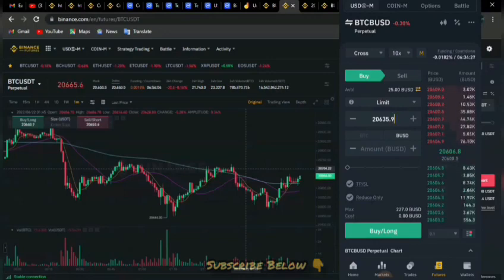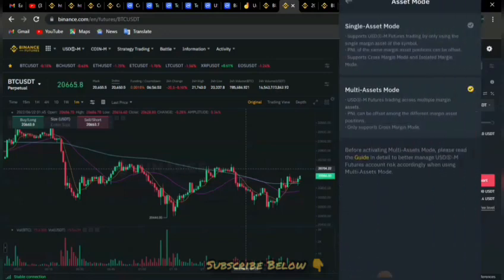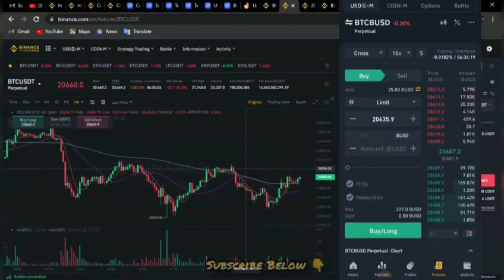Now we can decide to switch back. I'm going to click on this M here and switch back to the single asset mode. For this, you can see that we switched successfully. Now we still have our 25 BUSD here. If we were to go and search up for the USDT, you see that we do not have any USDT in our futures account. So this is our normal account. You can either decide to switch and also start doing demo trades just to practice and become perfect.